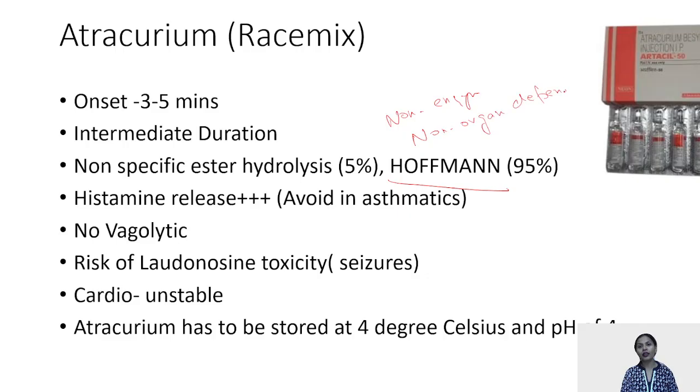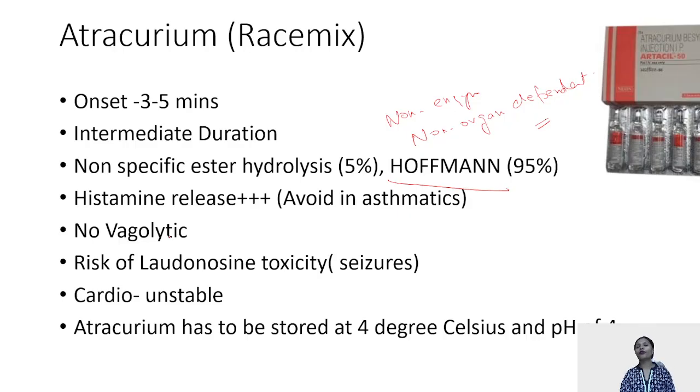Non-organ dependent degradation of the drug at the physiological pH and temperature. That is why it is the agent of choice in renal failure and liver failure patients, because it is degraded through Hoffman degradation, which is not dependent on any organ. But the problem with atracurium is it leads to release of histamine, thus causing bronchospasm, hypotension, and tachycardias also. And it has to be avoided in asthmatics.